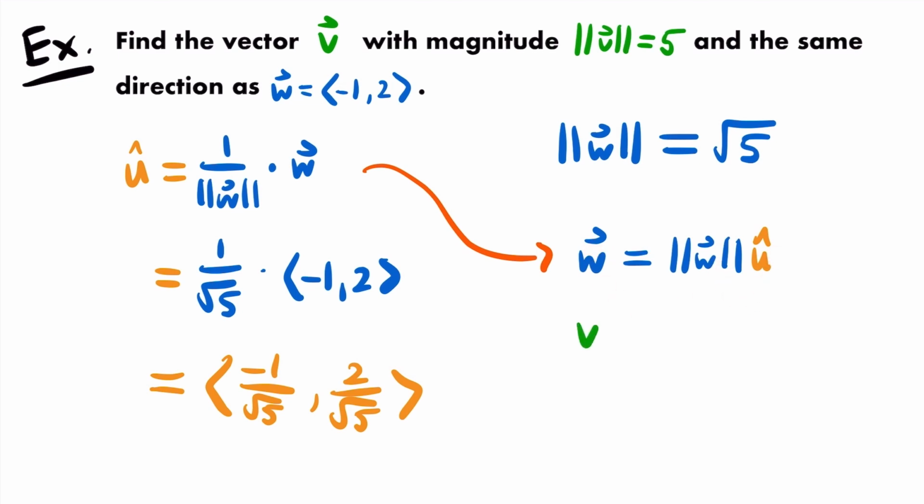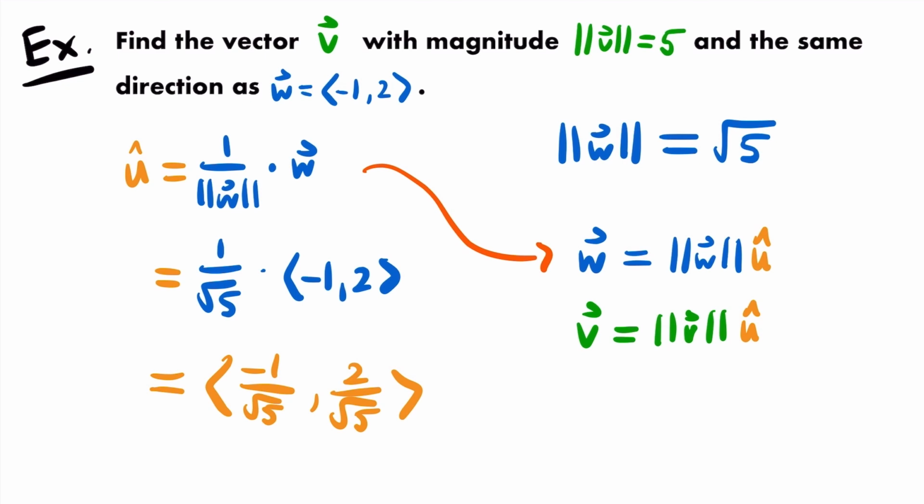So if we want to find vector v, we should multiply its magnitude by that same unit vector, right? If we want to find a vector with the same direction as vector w, we just take that direction from vector w and multiply it by the magnitude of vector v. I hope that makes sense. All vectors are defined by a magnitude and a direction, and so we're taking the direction from one vector and using it to find another vector with that same direction, but a different magnitude.